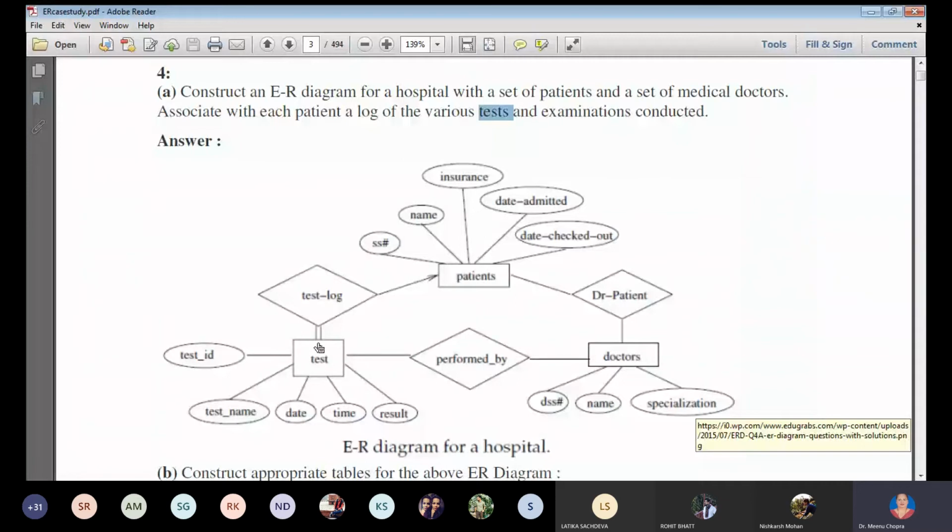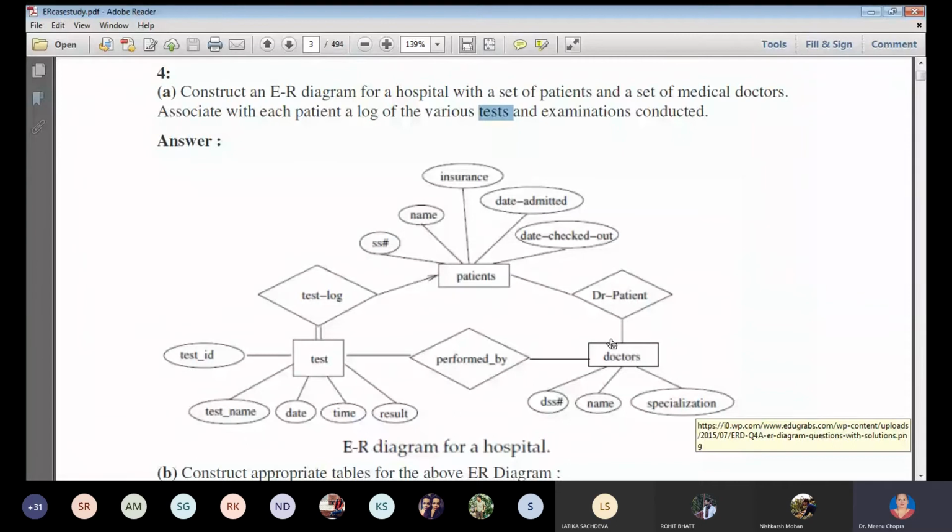Now test has a full participation. You cannot have a test without a patient record, so that is why full participation is there. A patient may not have a test, that is possible, but a test without a patient, without information, cannot be there, so that is why it's a full participation. A doctor may not perform a test, that can be possible, so that is why they are partial. But this is a full participation. You cannot have any test without patient information, so that is why full participation.